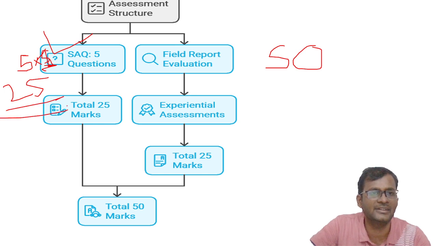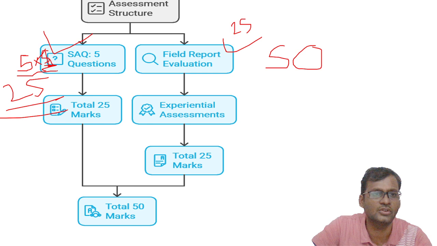25 marks for the SAQ type, and field report for the 25 marks. So from one unit we have to take one question. Total 5 units are there, so one question carries 5 marks. 5 into 5, 25 marks for SAQ type questions, and 25 marks for the field report evaluation.